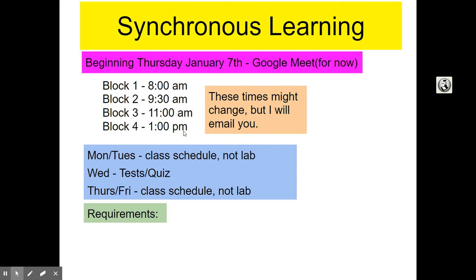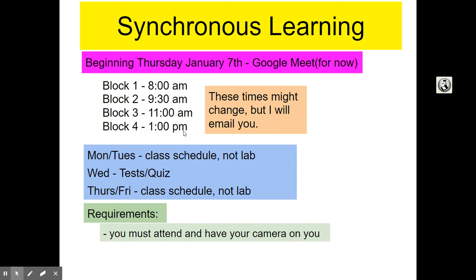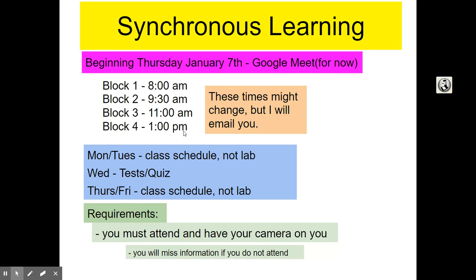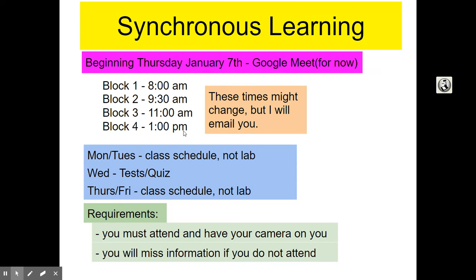Requirements. What's going to be expected of you? Obviously, to be on time. You must have your camera on you, not the ceiling, not the floor, not the wall. Have to see your face, to know that it's you. Obviously, you should be attentive on there.